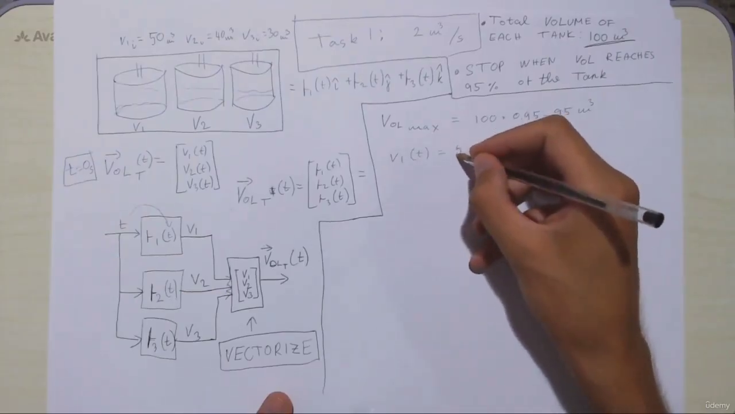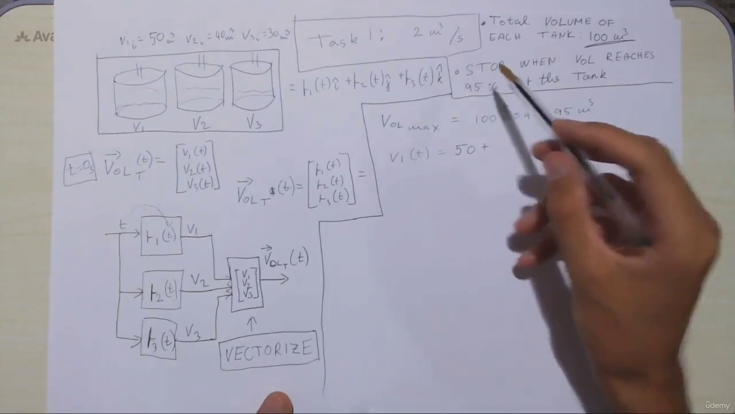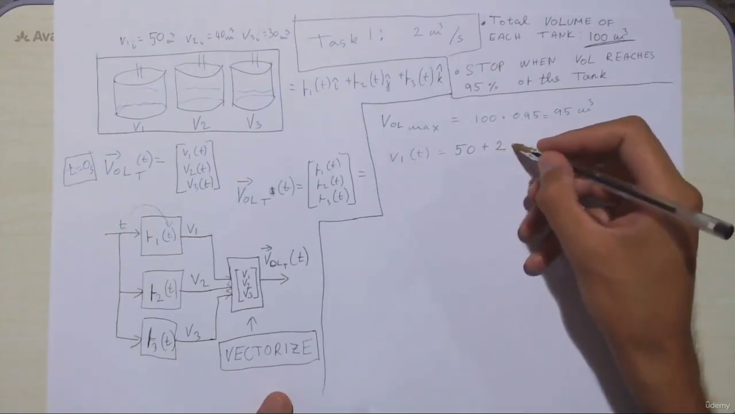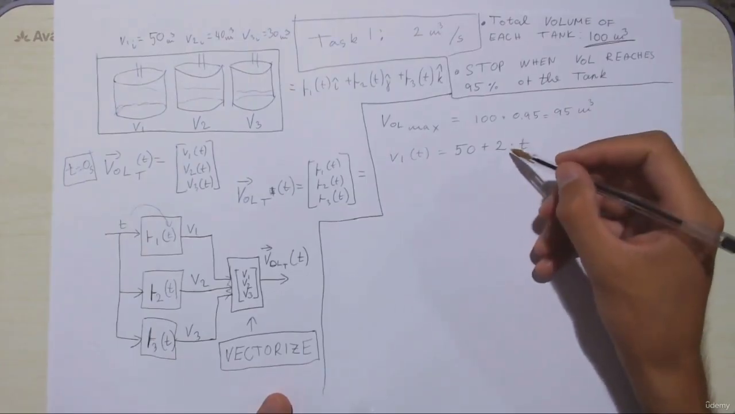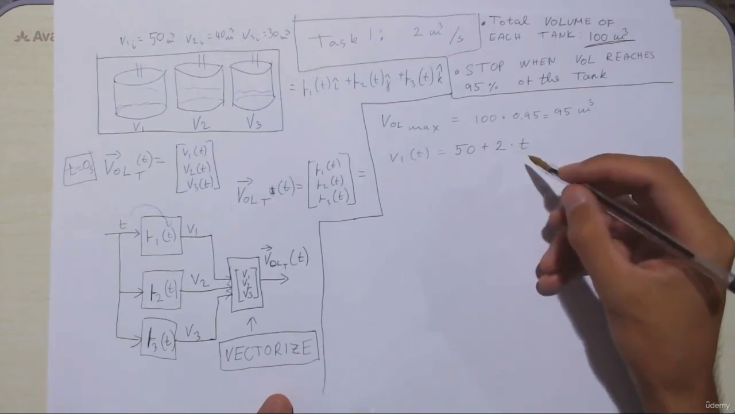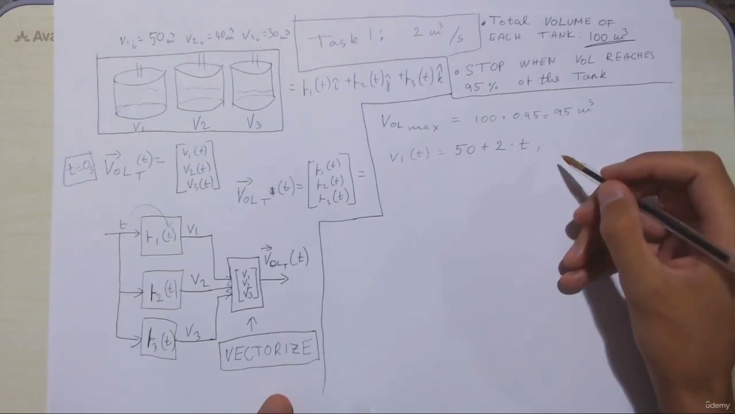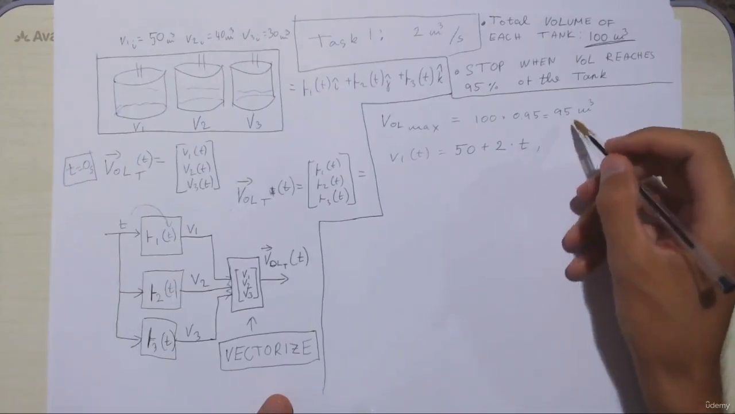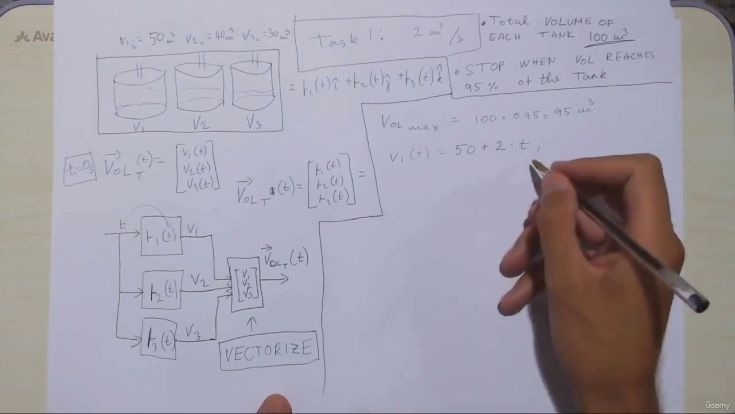Our initial condition is 50 plus, and the rate of change will be 2 cubic meters per second. So it's 2 times t, right? So every second 2 cubic meters of water will be added to the tank. Now, in order to know when to stop the pumps, we have to know at what time it will reach 95 cubic meters. So we can simply calculate the time.